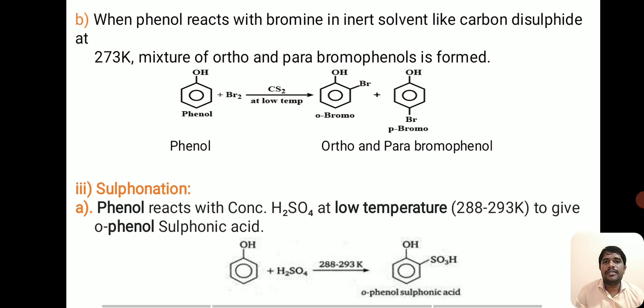Next type is sulfonation. When phenol reacts with concentrated sulfuric acid at low temperature, around 288 to 293 Kelvin, the formation of ortho-phenol sulfonic acid takes place. This is under low temperature.